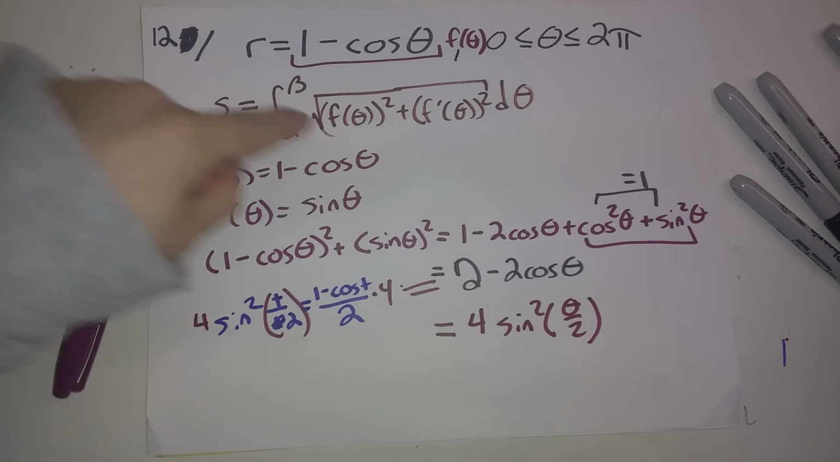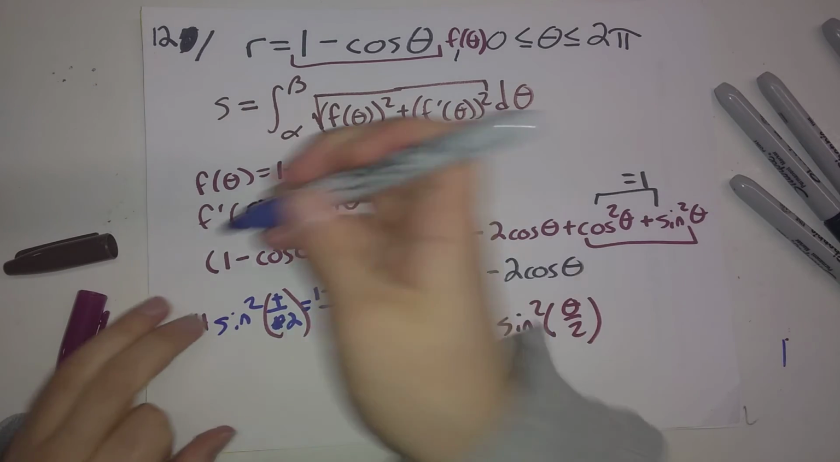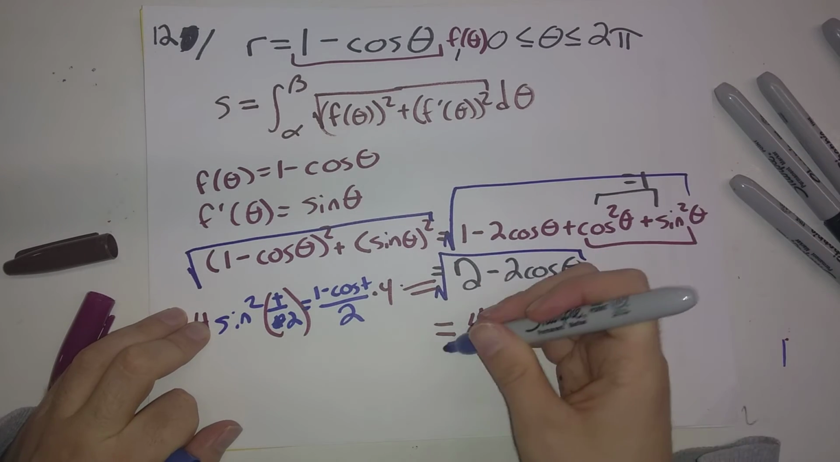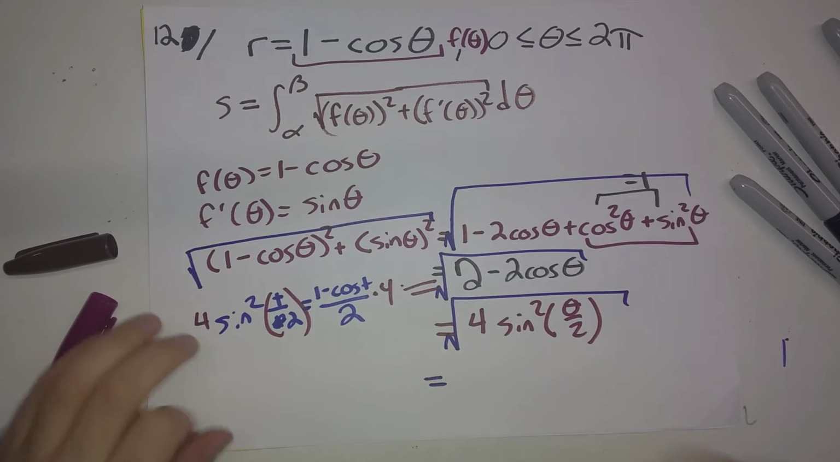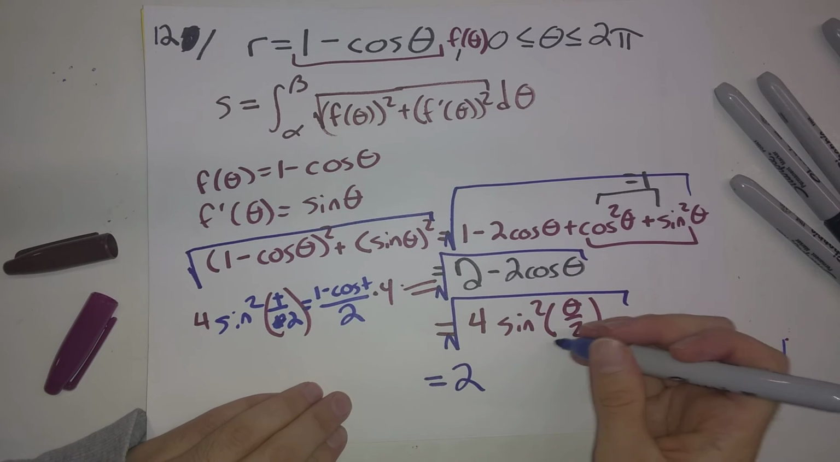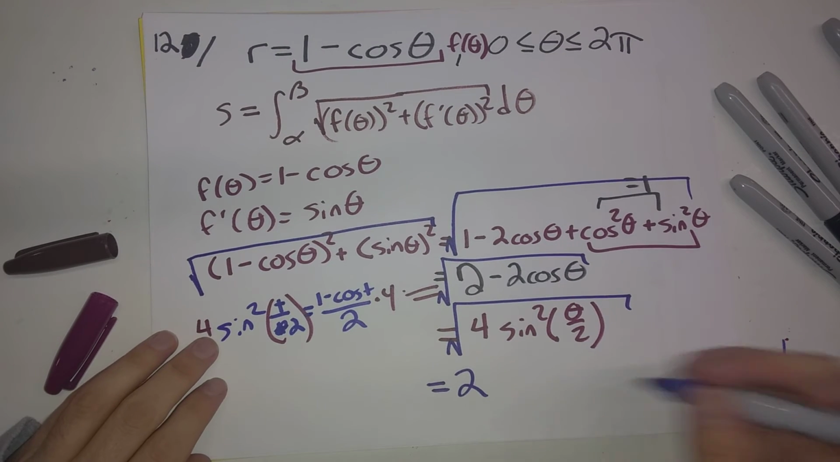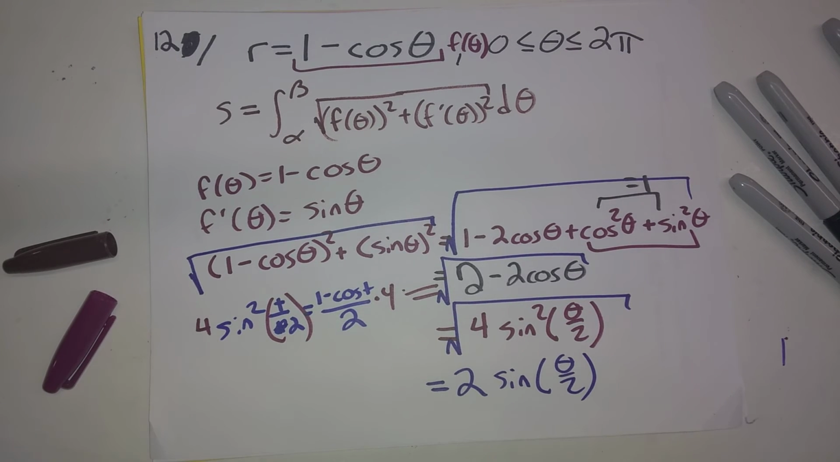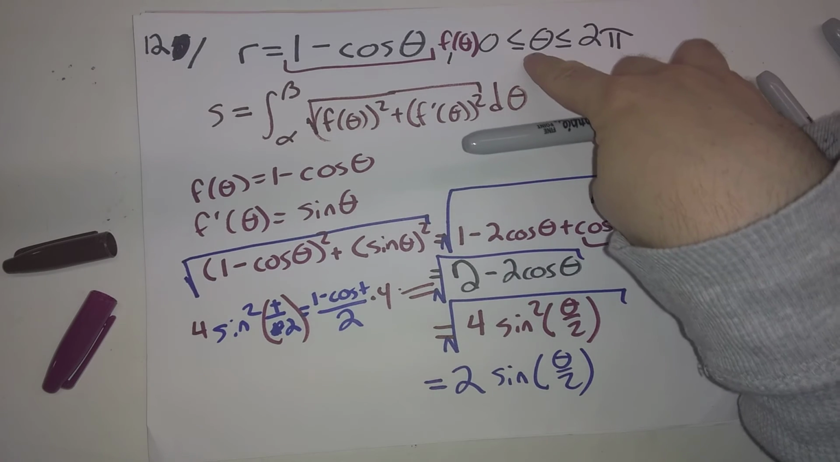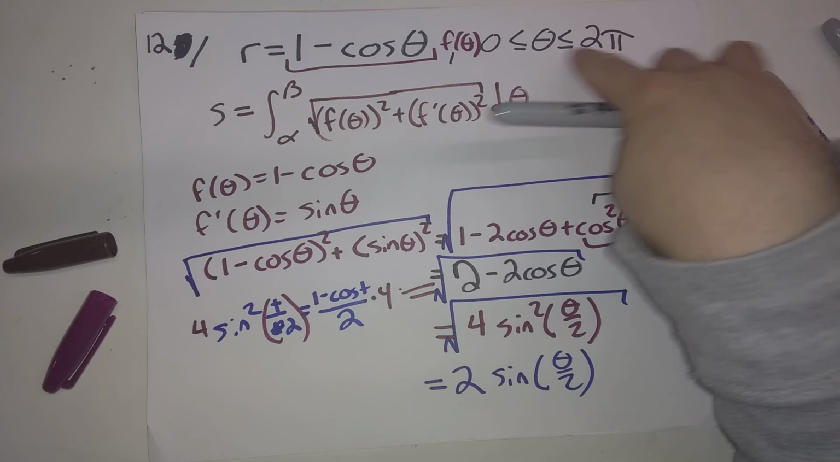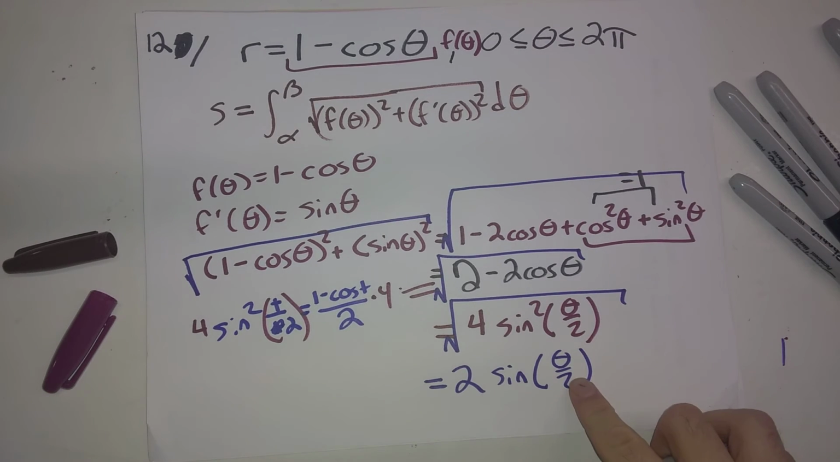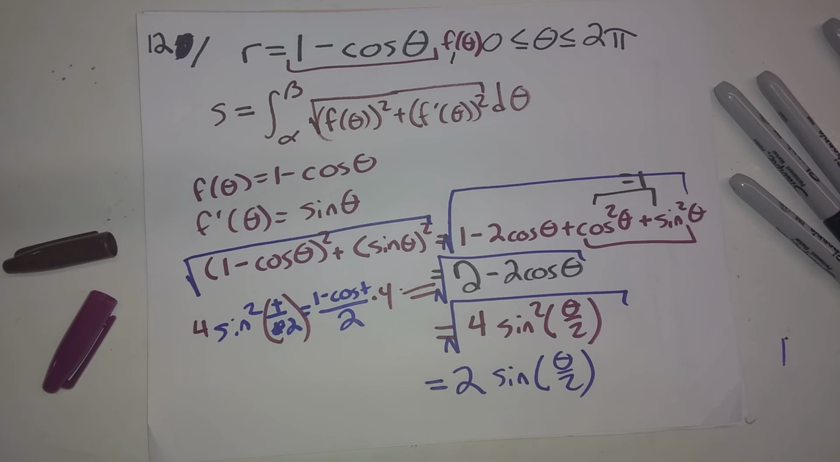So we know we want the square root of this. Square root of 4 is 2. Square root of sine squared of theta over 2 is sine of theta over 2, because sine of theta over 2 is always going to be positive as theta runs from 0 to 2 pi. As theta runs from 0 to 2 pi, theta over 2 runs from 0 to pi.